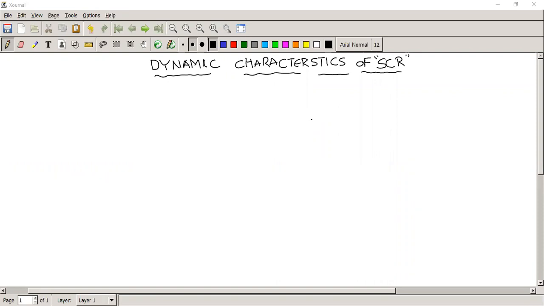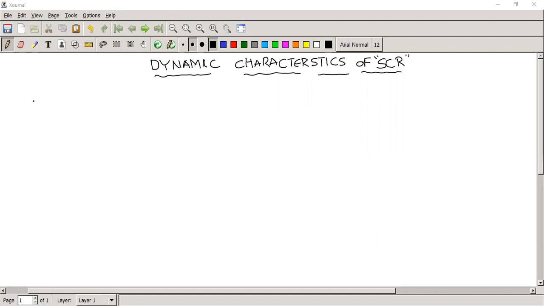That is the dynamic characteristics of SCR. In the last class, we have studied about the static characteristics of SCR. Now we are going to study the dynamic characteristics of SCR. Another name for the dynamic characteristics is switching characteristics or transient characteristics of SCR.